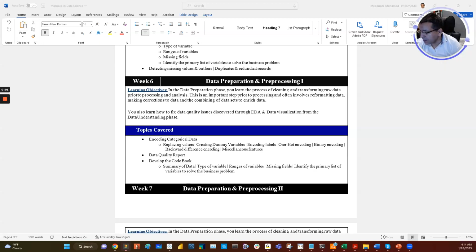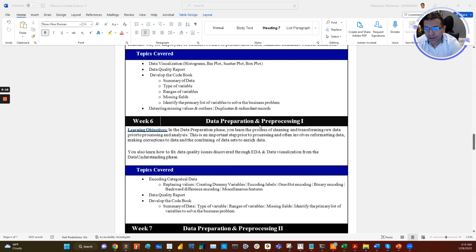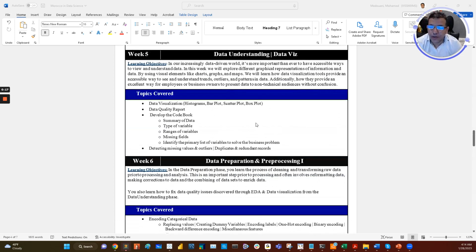Pre-trained programming, data science, and artificial intelligence. This is week number 6, and week number 6 is a continuation of what we covered so far. Unfortunately, for week number 5, we had some technical issues, and there is no recording for week number 5, session number 2. It was data visualization.